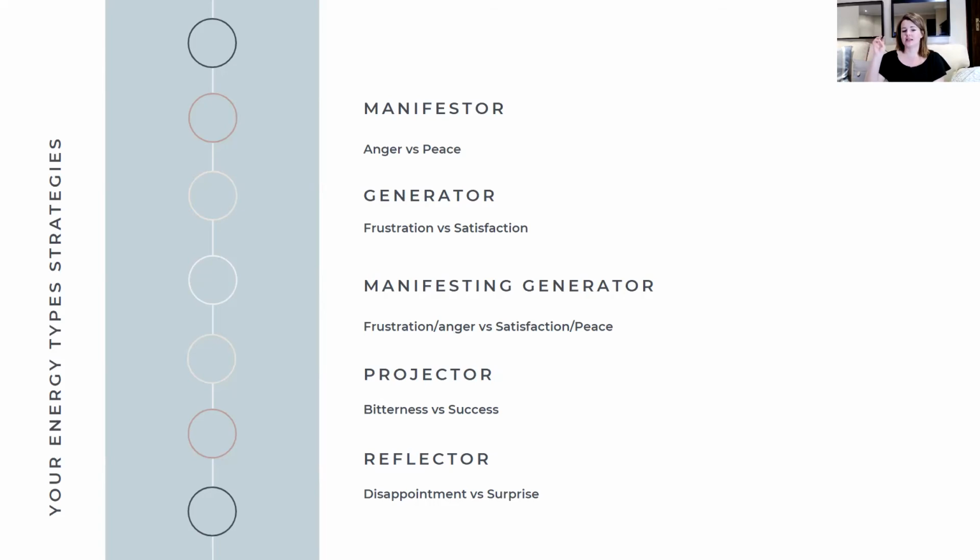So a generator's is satisfaction, a manifesting generator's is satisfaction or peace, a projector's is success, a reflector's is surprise. And if you're feeling your not-self theme, which is anger, frustration, frustration and anger if you're a manifesting generator, bitterness or disappointment, you know that you're not in alignment, and you know that you're not following your strategy.